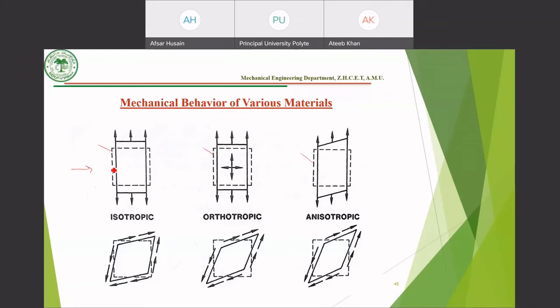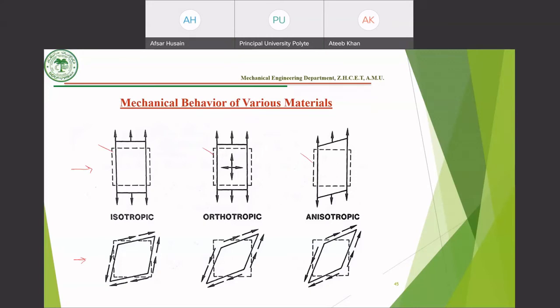And then we are studying the mechanical behavior of these materials. And in the second row, we are subjecting these materials to pure shear stress, and then we are going to study the mechanical behavior of these types of material.